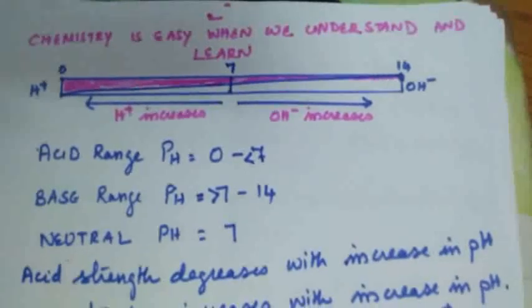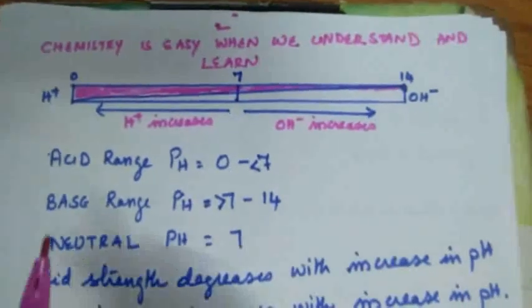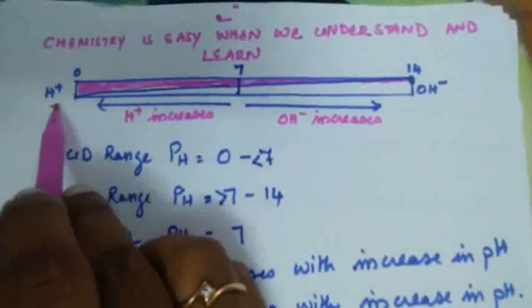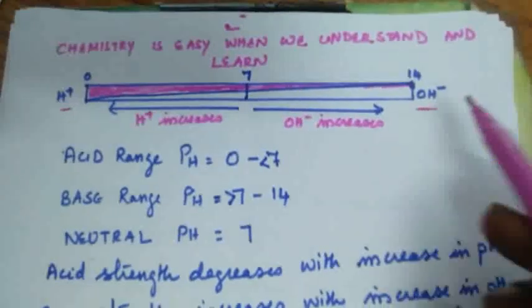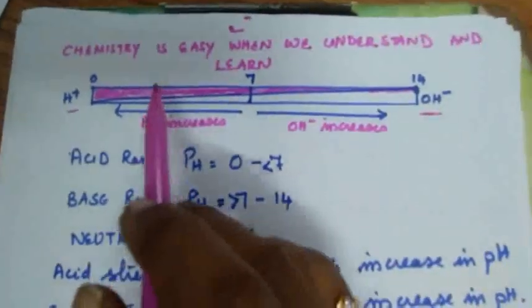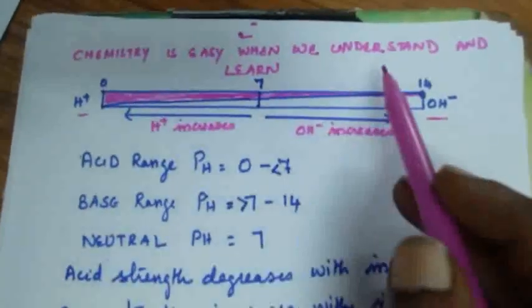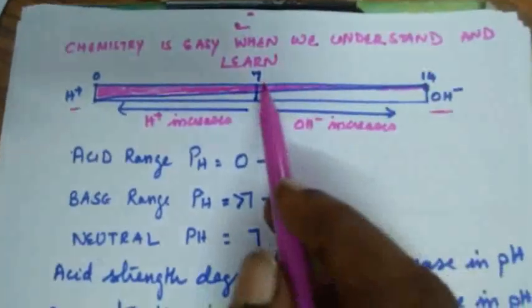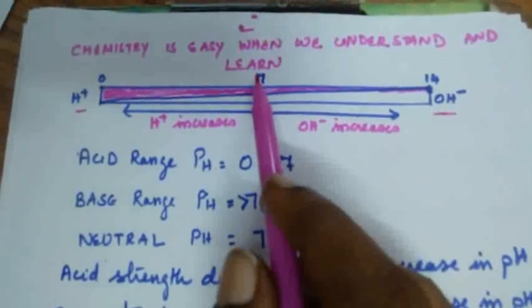Today we are going to learn about the pH scale. What is the pH scale? The pH scale tells you the strength of the H plus ion or OH minus ion present in the given acidic or basic solution. We have the pH scale from 0 to 14, and the middle part is 7, which is the neutral point.